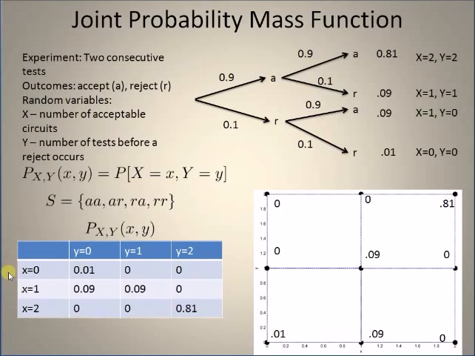And moreover, we can also see that the total of the joint probability mass function is equal to the sum of all these values, which is going to be 1.